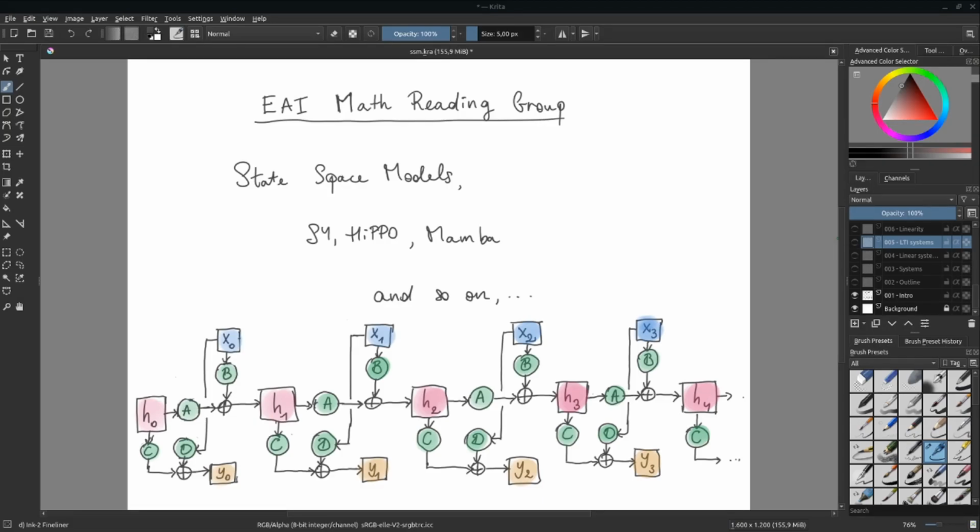Today we're a bit closer to normal machine learning stuff. We're talking about state space models and especially Mamba and S4 and Hippo.